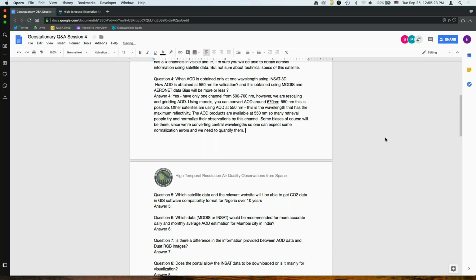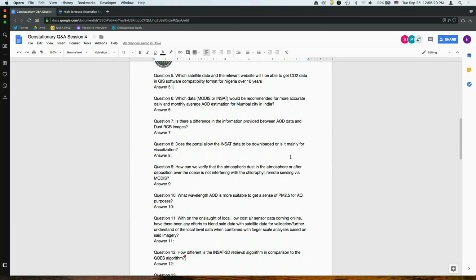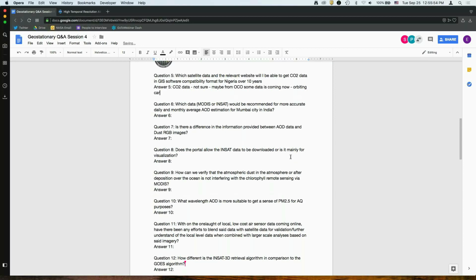The next question is, from which satellite data and relevant website will I be able to get CO2 data in GIS software compatible format over Nigeria for the last 10 years? CO2 data, I think, I'm not sure, maybe from OCO, some data is coming now, which is the Orbiting Carbon Observatory satellite from NASA, and I'm not sure about GOSAT, also probably may be able to give you CO2 data sets.